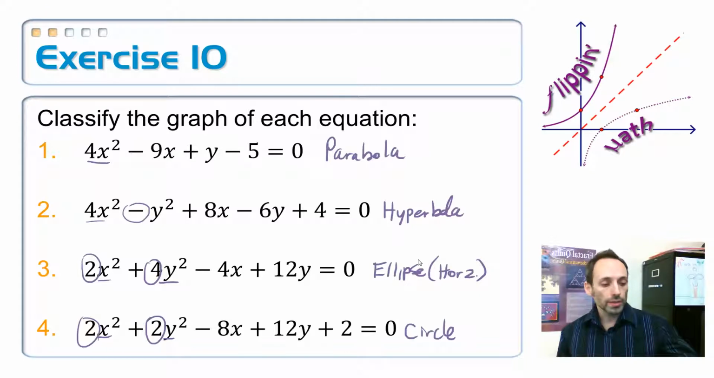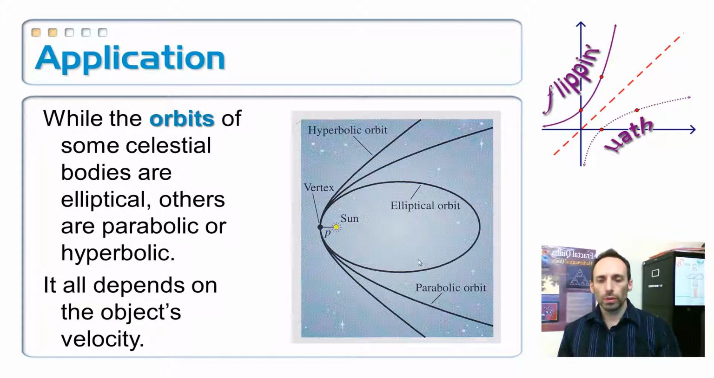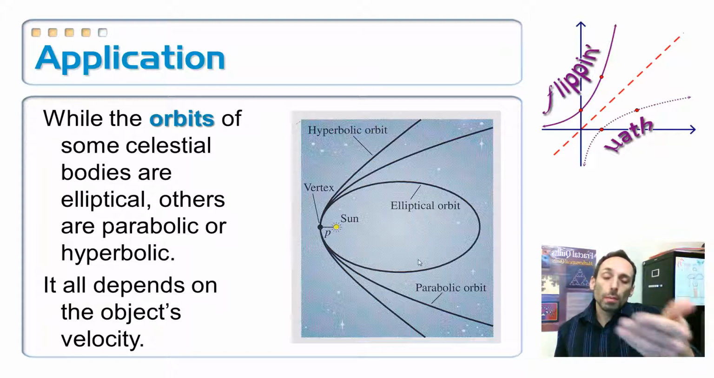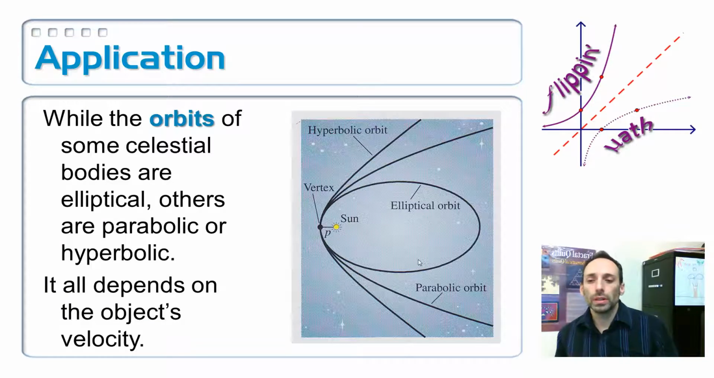Okay, and then here's one last application, and there's no work to do. It's just a very interesting way to link all of these conic sections together. So we've seen this picture before, and we've talked about how the orbits of things, like the orbit of our planet around the sun, is an ellipse. Okay, and for a really, really long time, people didn't think it was an ellipse, they thought it was a circle because it wasn't a very stretched out ellipse. But now we know that it is definitely an ellipse. But sometimes orbits of things could be a parabola or a hyperbola as well. It all depends on the velocity.